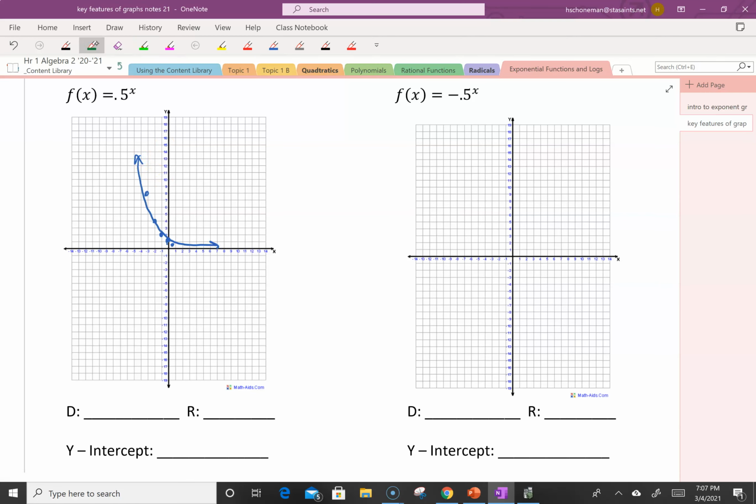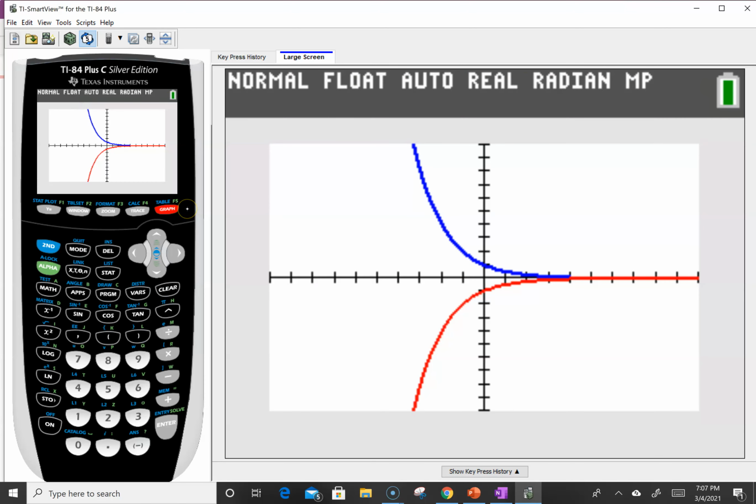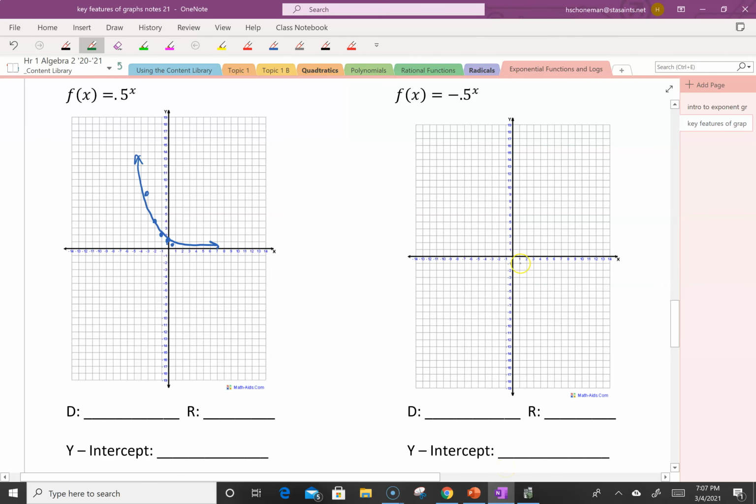Okay, but this one is a reflection, right? So if we went back and looked at the graph, it's this red one. It flips it over. So over here it's getting really close to 0. The points are 0, negative 1, 1, negative 0.5, 2, negative 0.25. So the graph looks like this.